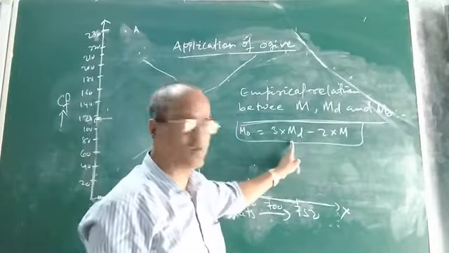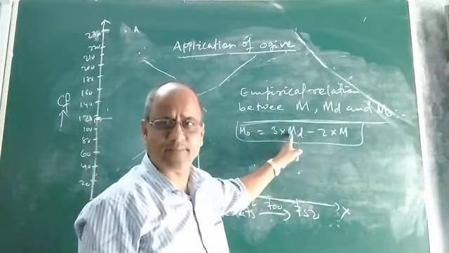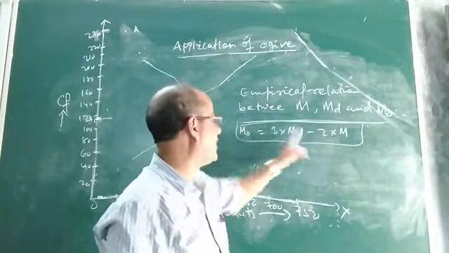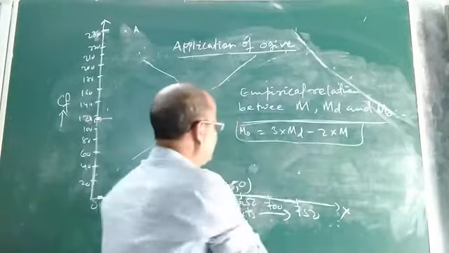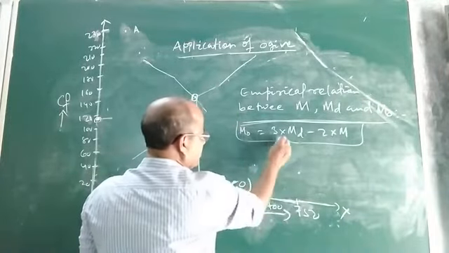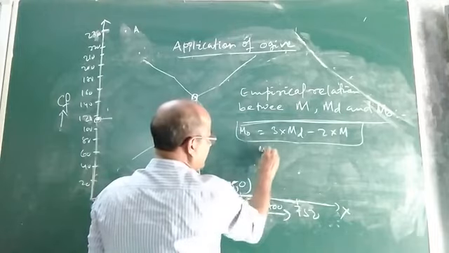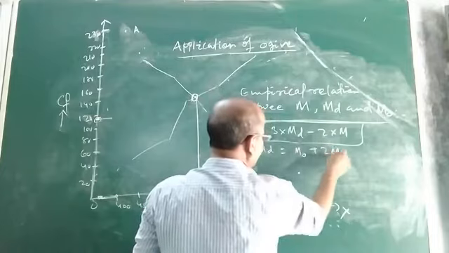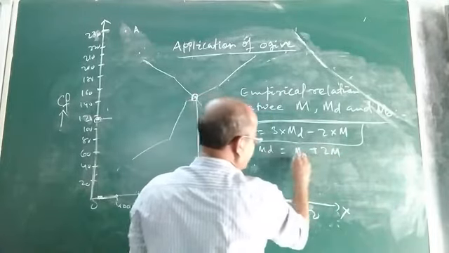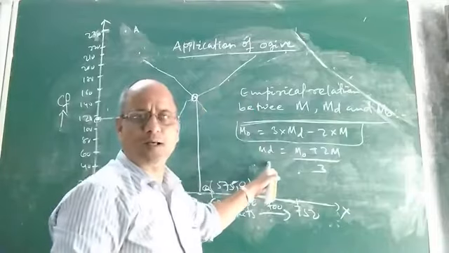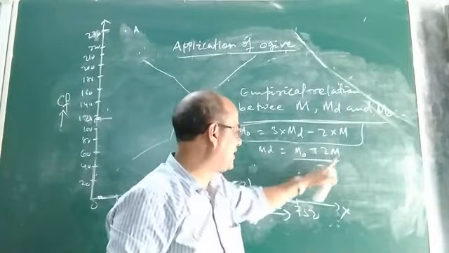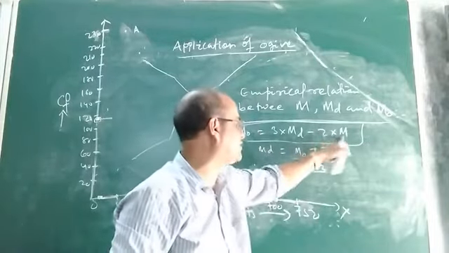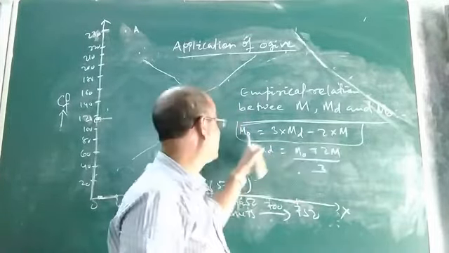And from this, by following the algebraic method, you can find the median also when mode and mean are given. How to get the median? 3 median will be equal to mode plus 2 mean, so median equals mode plus 2 mean divided by 3. This will be the formula for median. When mode and mean are given, you will use this formula to calculate the median. When median and mean are given, you will use 3 median minus 2 mean to calculate the mode.